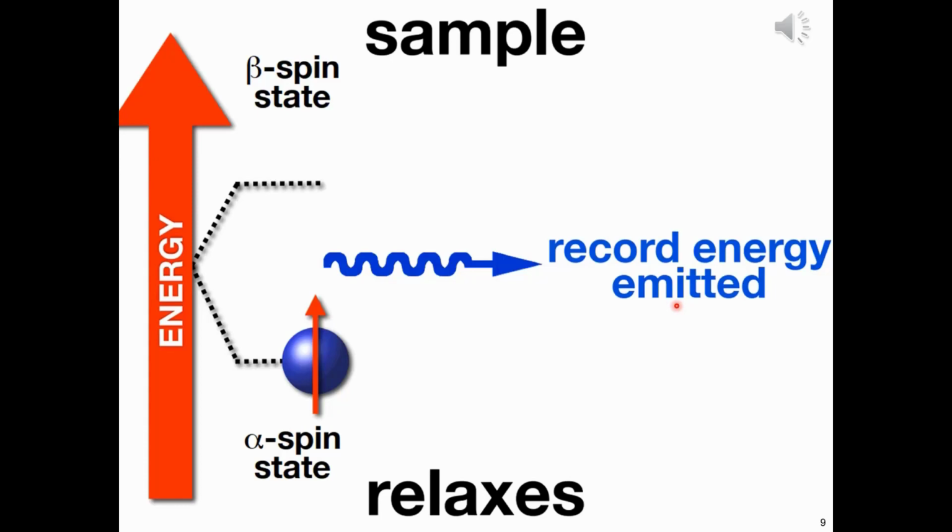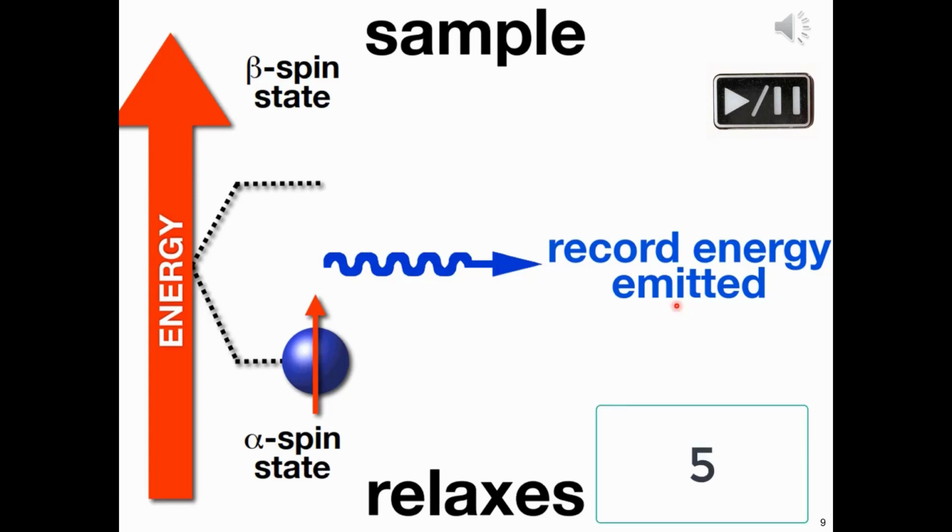Why should the protons in a molecule behave differently in the NMR experiment? Pause the video and resume when you have an answer.